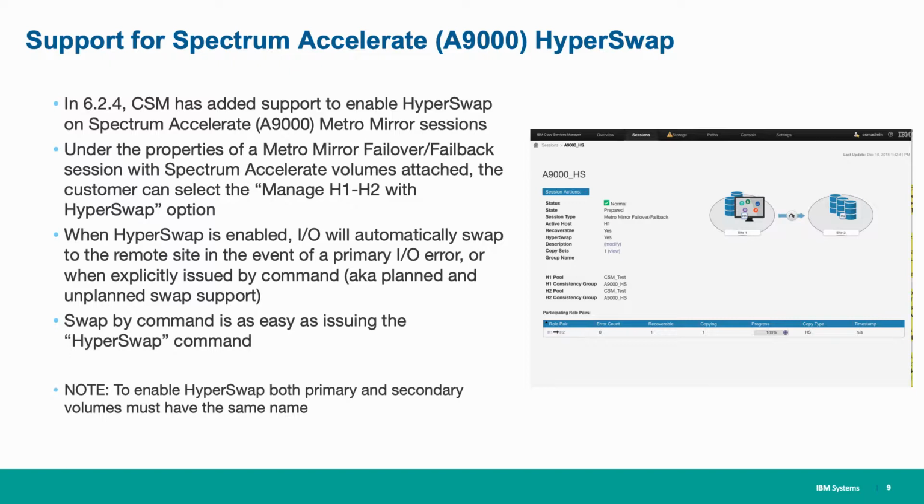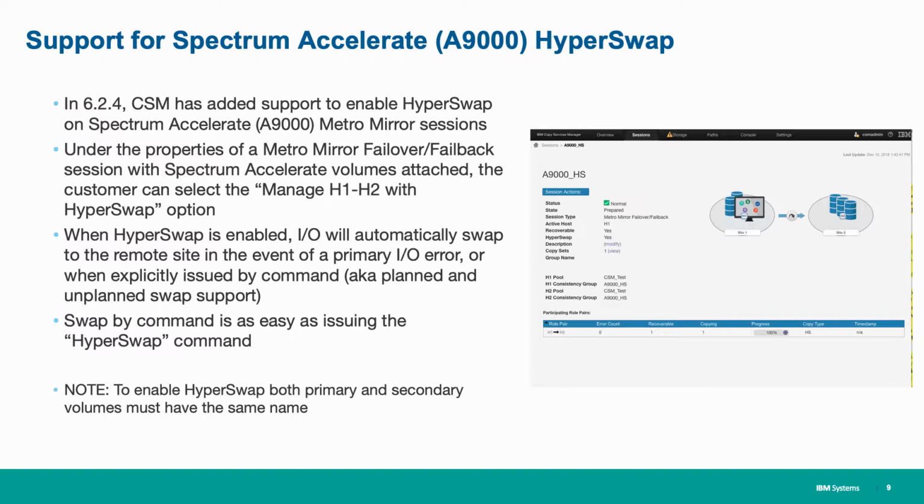All right, the next one I'm talking about is some currency stuff for Spectrum Accelerate, in particular the FlashSystem A9000 devices, and that is in terms of HyperSwap. A9000 recently added HyperSwap support for Metro Mirror local pairs, and so in CSM we have added that support as well. We're very excited about this. You can create a Metro Mirror failover/failback session, attach copy sets with those A9000 devices, and then in the properties panel, select Manage H1-H2 with HyperSwap.